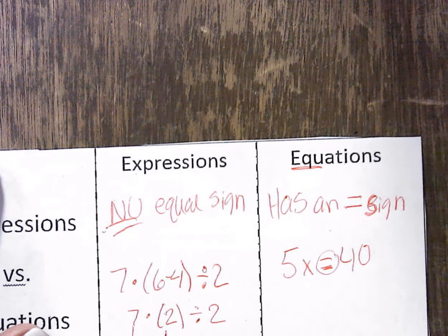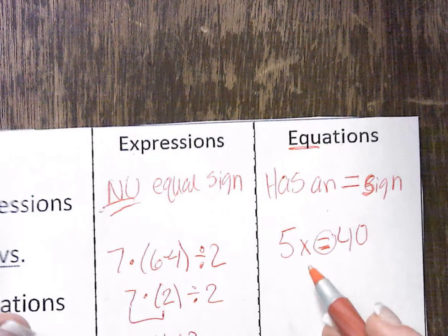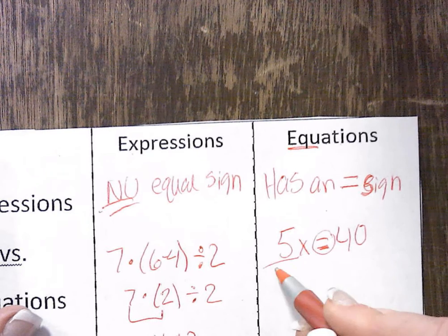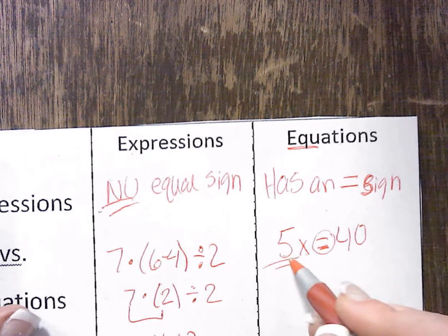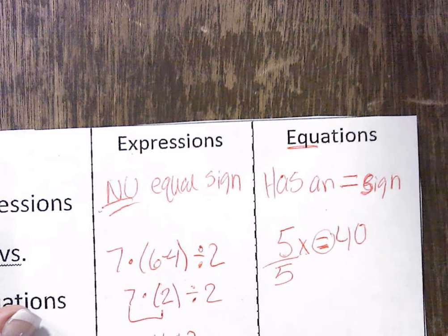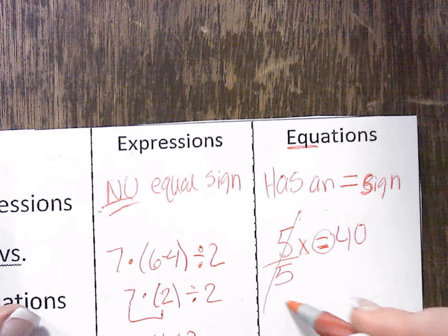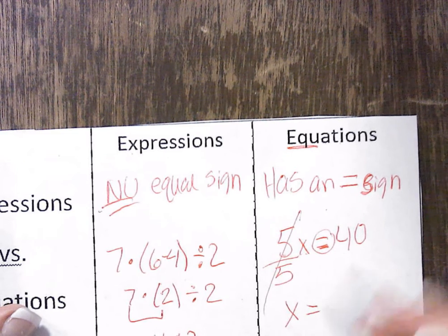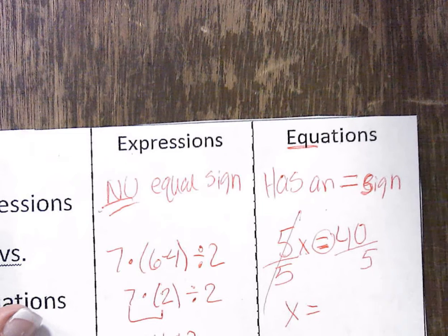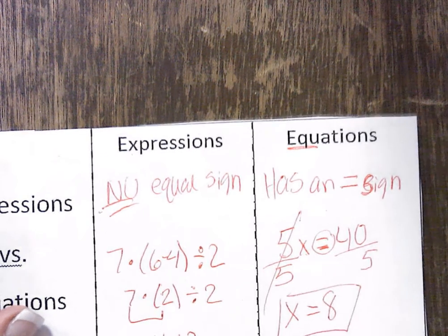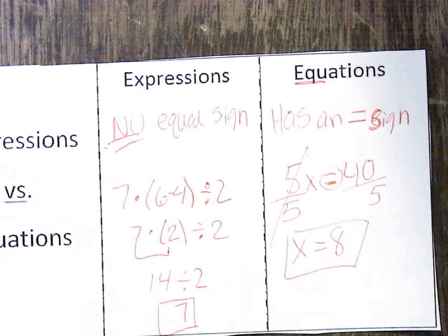If I want to solve for x, remember to get x by itself, we do the opposite operation. So instead of times by 5, I would divide by 5s, and opposites cancel out. But then we need to be fair and do the same thing on the other side of the equal sign, and 40 divided by 5 is 8. So x equals 8. So we just solved an expression, we just solved an equation. One had an equal sign, and one did not.